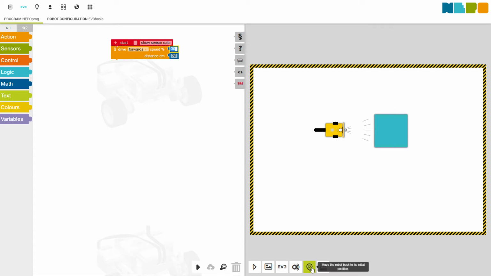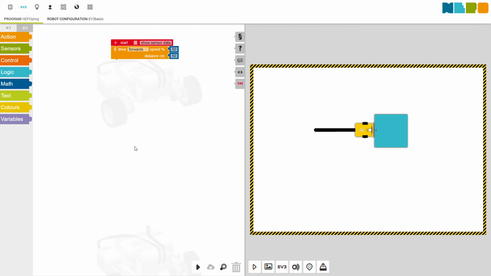But if I was to move it back to its initial position and then change this to 50, no, not 500, 50, then it would go a lot faster, but over the same distance. But if I was to change the distance to 50, then I would be able to go almost closer to the block. Yep, I'm right at the block.